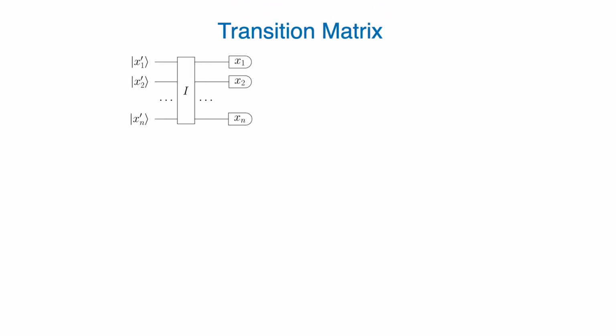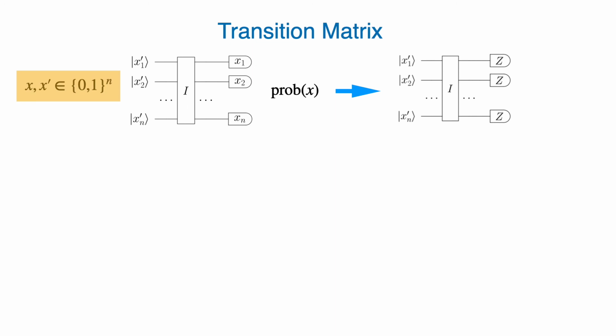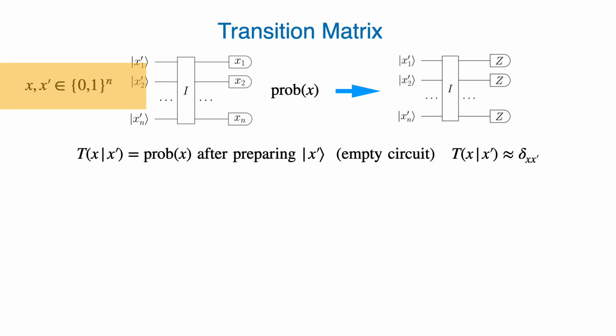The most commonly used one is transition matrix correction, which measures the overlap square matrix between our initial and final classical states, and uses this information to classically correct subsequently measured data. Each element of this transition matrix is a probability we measured after preparing a noisy classical state, 0 or 1, and measured in Z basis, with an empty circuit in between.